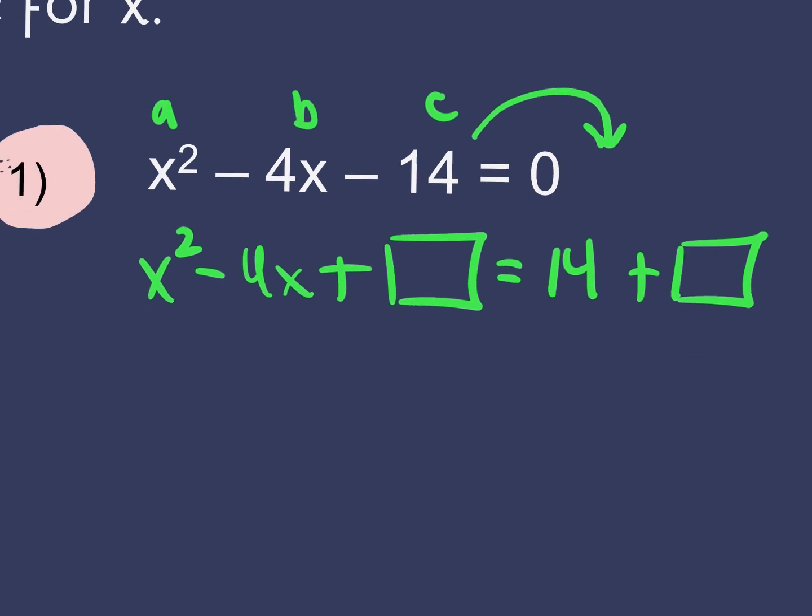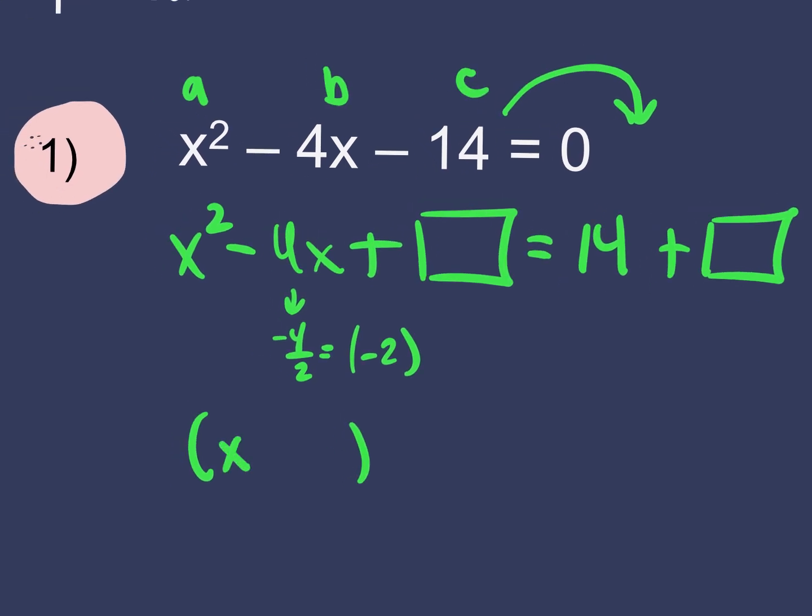So you're going to take your b term. Since our a term is 1, the number in front of x squared is 1, we're good. This is what we're going to do all day today. We're going to take our b term, which is negative 4. We're going to divide it by 2. What does that give us? Negative 2. So my binomial on this side is going to have an x in the front and a minus 2 here, and we're going to square it.